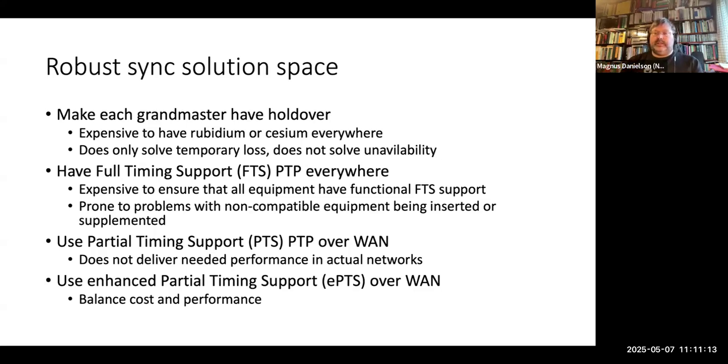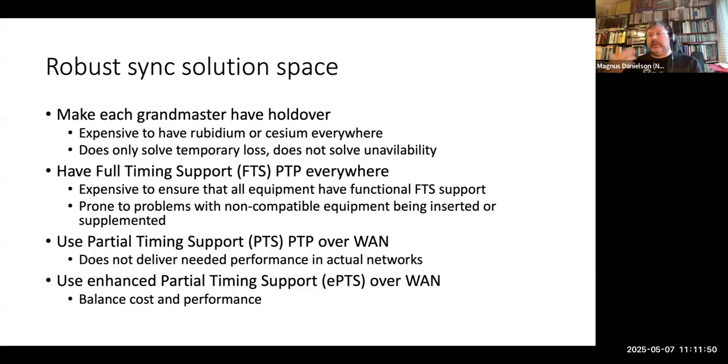One approach that is kind of the base approach is that you have full timing support for P2P everywhere. And locally, that's typically fine. However, the topic is for the WAN, we have a problem that it's expensive to ensure that all equipment have functional FTS support. And when saying functional FTS, it's not only that it has FTS support, but it's also actually performing what you need.